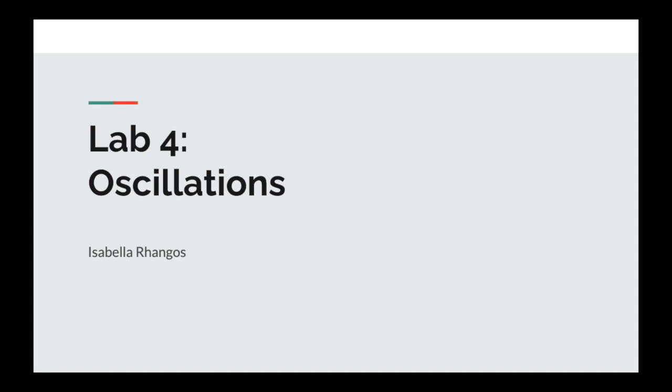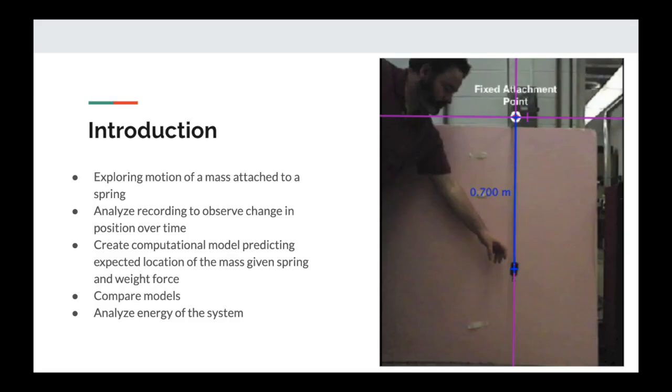This is Lab 4, exploring the motion of an oscillating object. By analyzing a recording of an object attached to a spring, we can use Tracker to plot its position on the x and y axis over time. This visual of observed motion can then be used to create a computational model depicting the oscillating motion of an object, in this case, a mass attached to a spring.